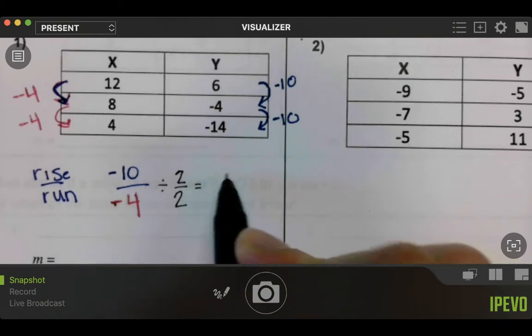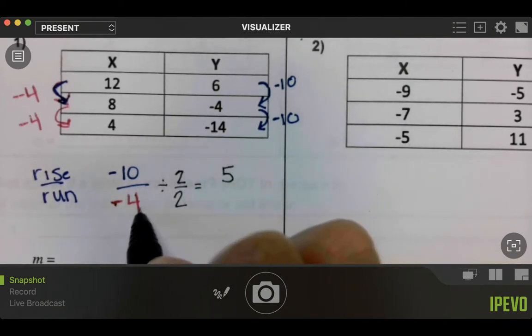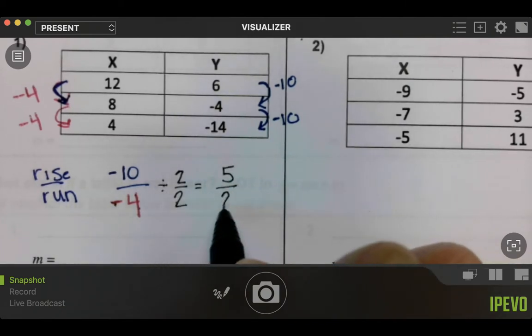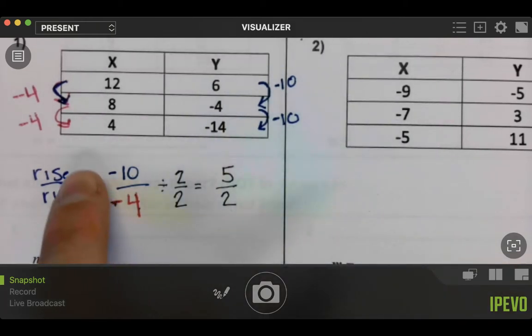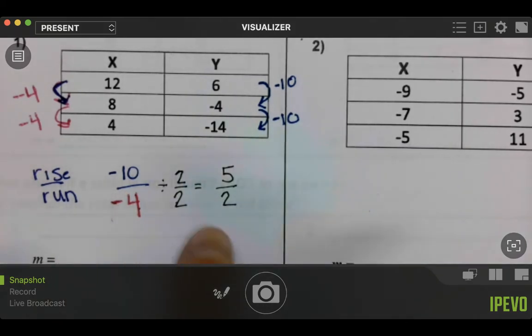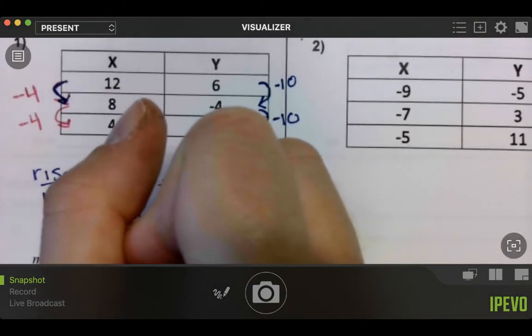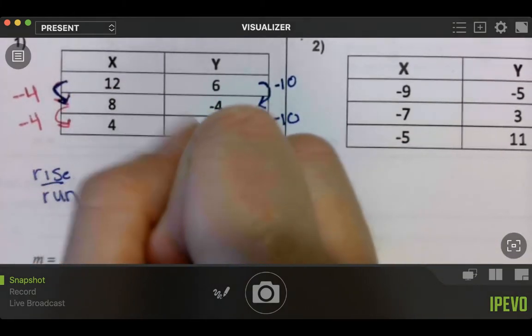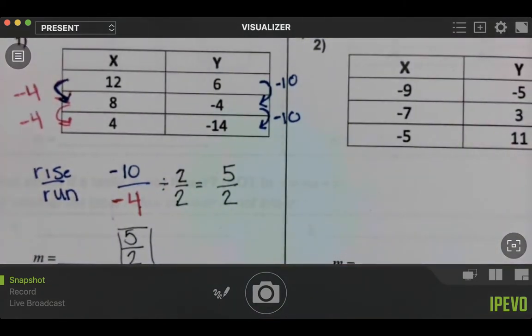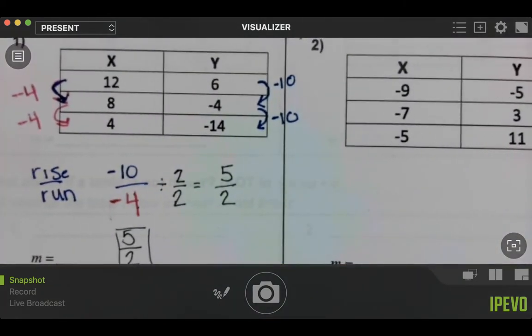10 divided by 2 is 5. 4 divided by 2 is 2. See how both of these are a negative? Two negatives make a positive when you're multiplying and dividing, which is what this is. So the slope of the line would be 5 over 2. Okay?